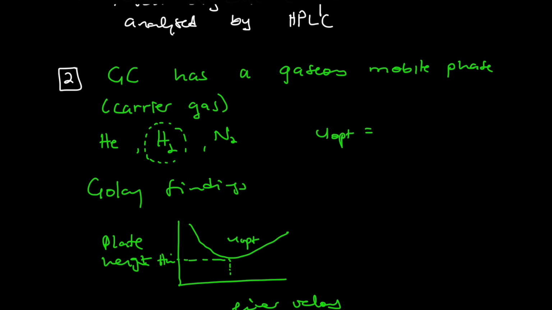Take note that the optimal velocity is related to the diffusion coefficient divided by the column radius. Nitrogen is large in this case, so it will have a slow diffusion coefficient, followed by helium and lastly hydrogen. Since hydrogen is the smallest of the three, it is going to have a high optimal velocity.